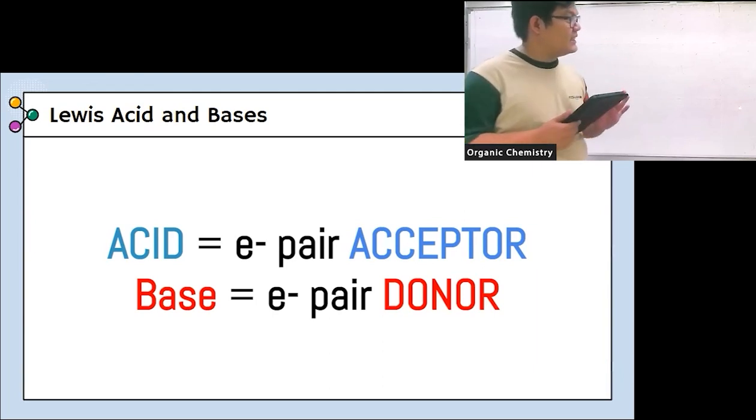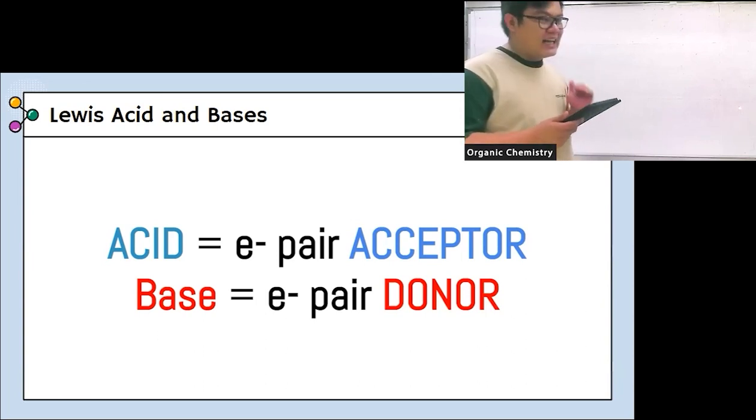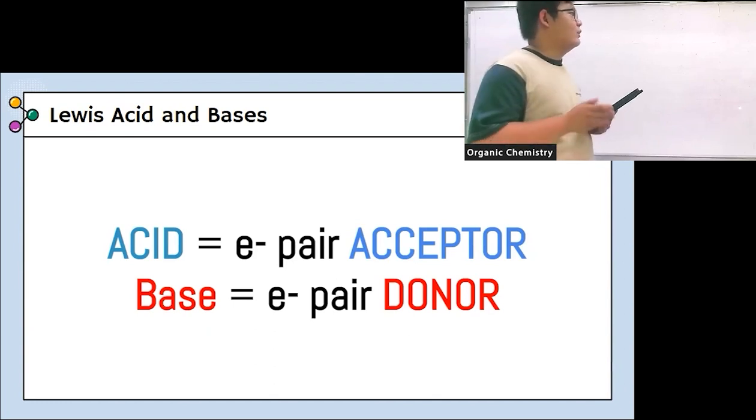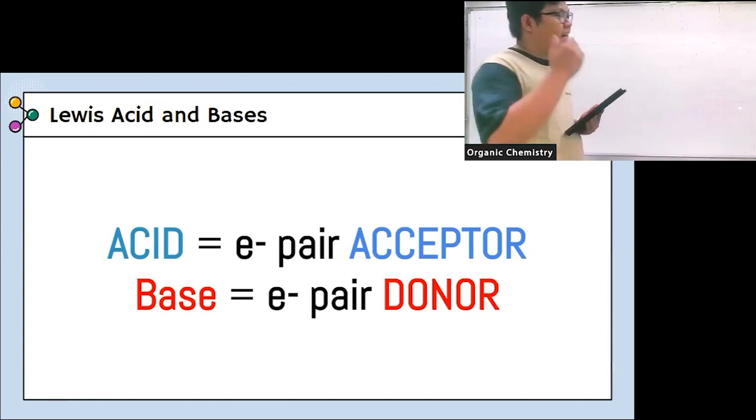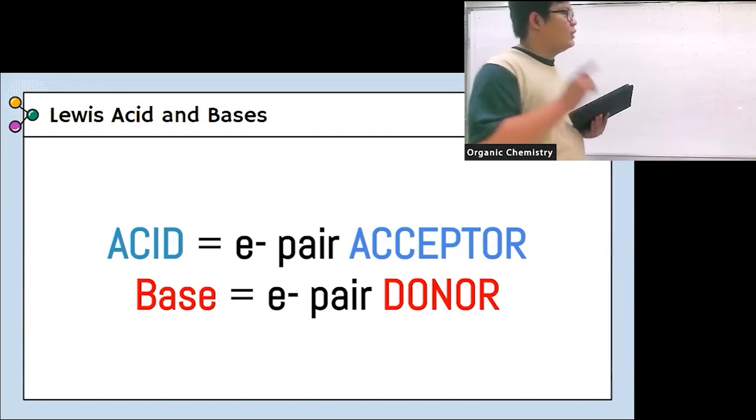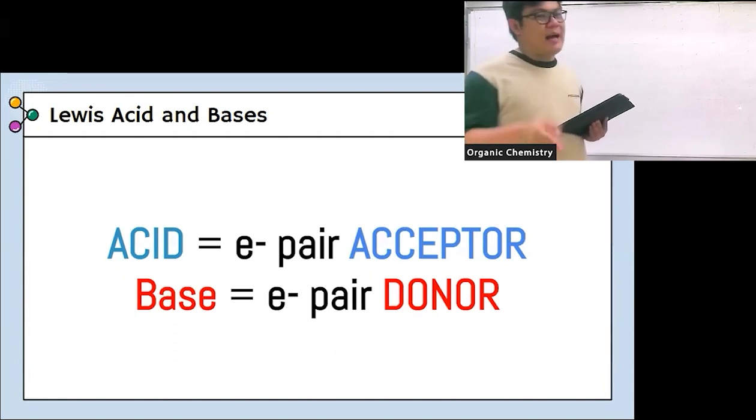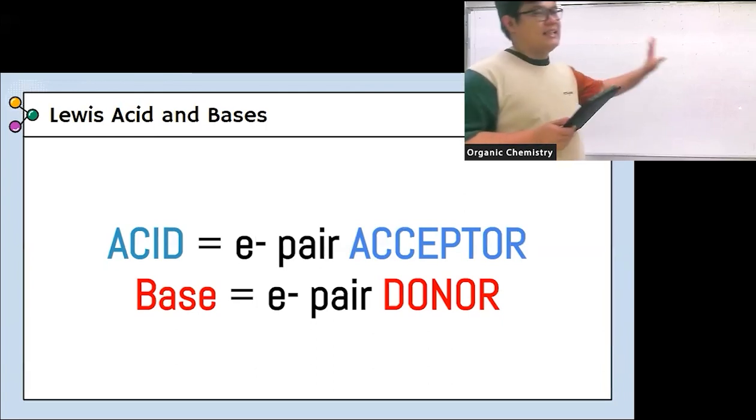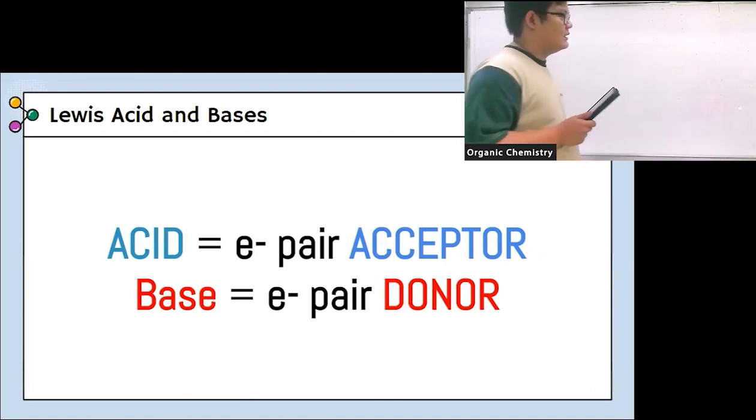Meanwhile, for Lewis acids, mas wide ang definition kasi ang kinakategorize natin dito, sino ba yung nag-accept ng electron pair? What do you mean by electron pair? It is yung tinatawag nating lone pair in your general chemistry. So, for Lewis acid, tatandaan nyo lang, ang electron pair acceptor ay acid, AABB. So, base is a donor, BB, and A, an acid, is an acceptor. So, AA siya. AABB. Okay? So, that's the Lewis definition naman ng acid and bases. Next slide.